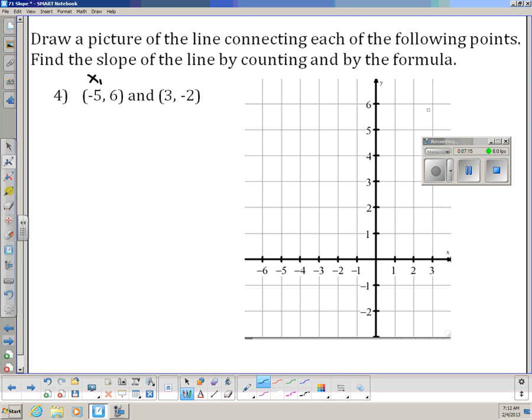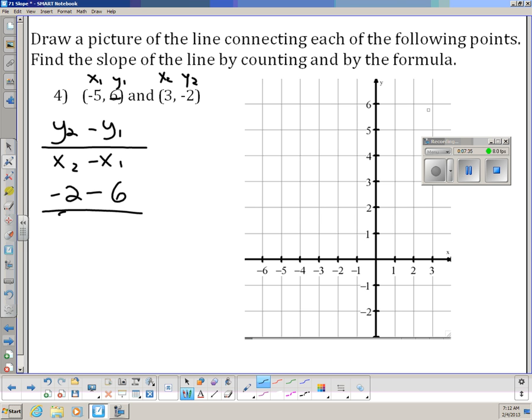Negative 5, 6, and 3, negative 2. So my formula is y2 minus y1 over x2 minus x1. And y2 is negative 2 minus from the formula and a 6 from the point, divided by x2, which is 3, minus negative 5. Negative 2 minus 6 is negative 8. 3 minus negative 5 becomes 3 plus 5. So this becomes negative 8 over 3 plus 5 is 8. And this time we get an interesting answer. A negative 8 divided by 8 is a negative 1.